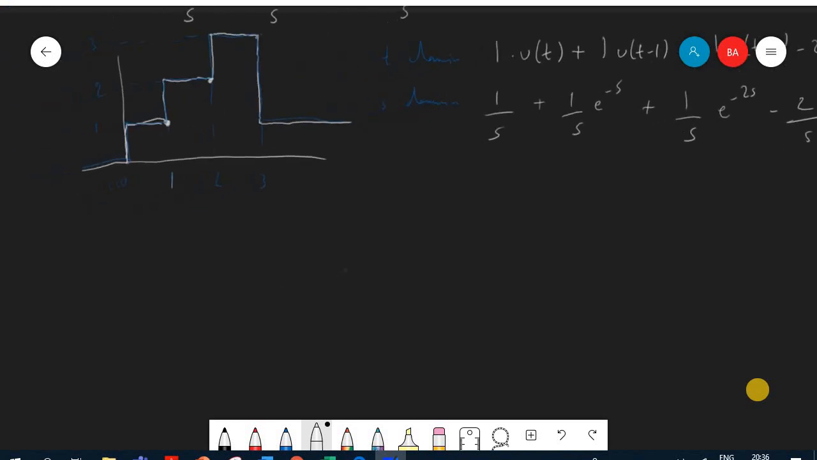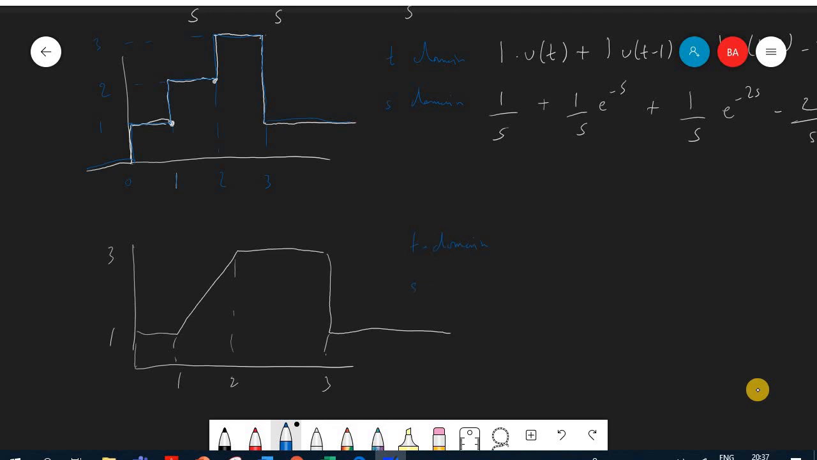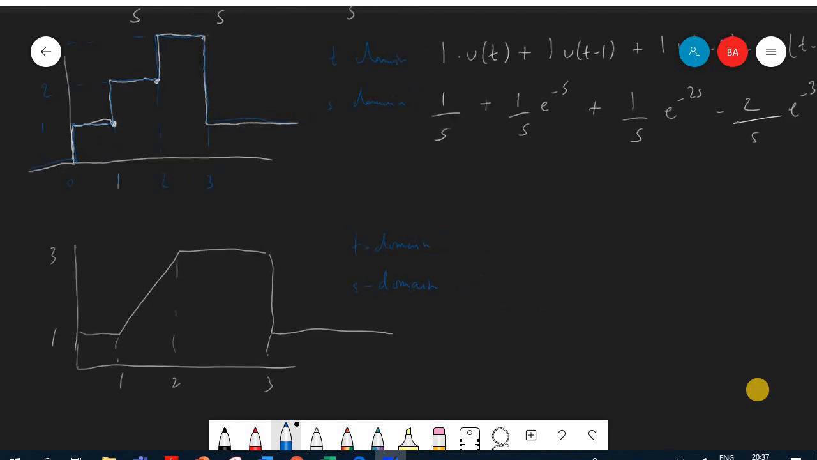Now we are going to take another example as well. This example looks something like this: it goes up, then it goes down, and then it goes straight again. Here we have something that is new. We have a step input, a ramp input, and then another step input. How are we going to represent that in the T domain, and how are we going to represent that in the S domain? Now we are going to start.